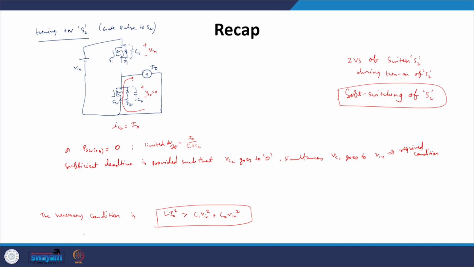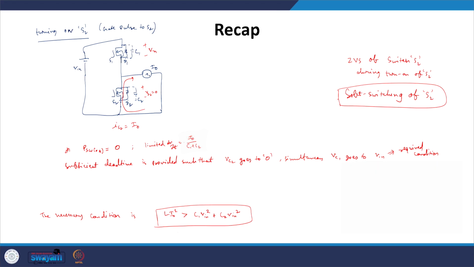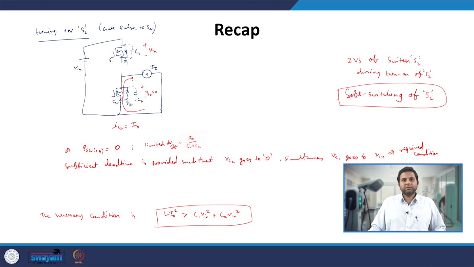If we talk about the last lecture, we understood the half bridge, which is nothing but the fundamental building block of any voltage source converter. There we saw that, depending upon the direction of the current coming out of the half bridge, one of the switches will go through soft switching. In this case, the current is coming out of the half bridge, and when S1 is off, there will be some dead time before which S2 will turn on.